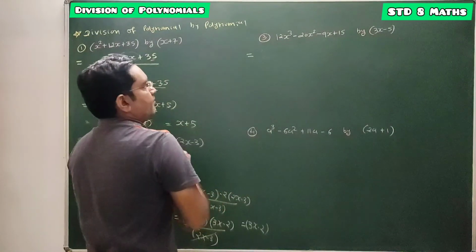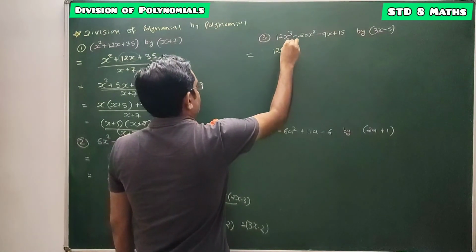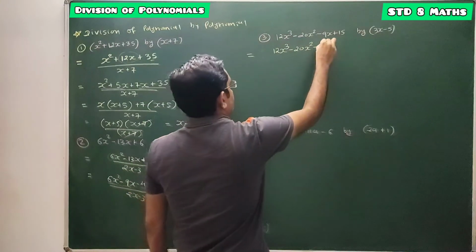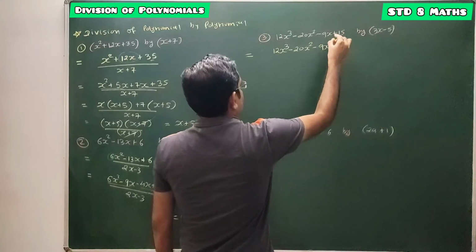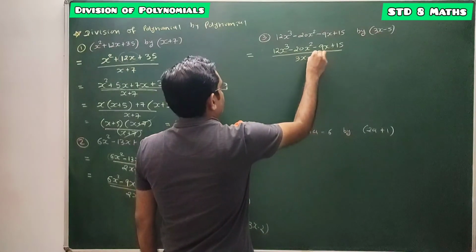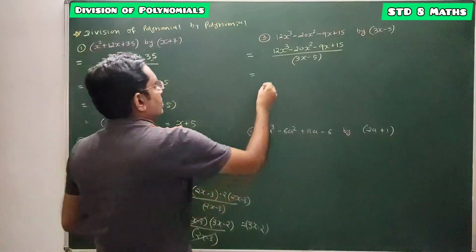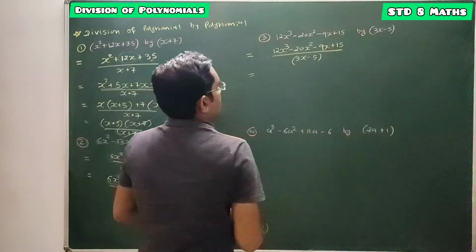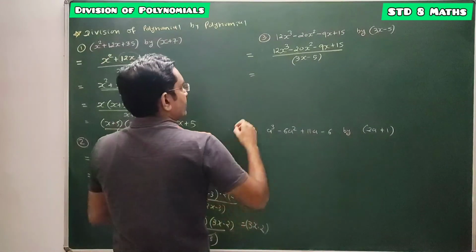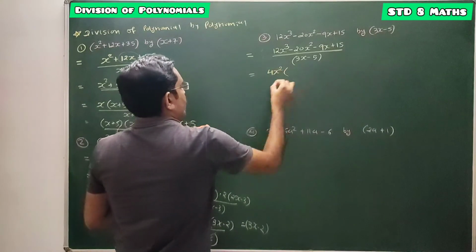Now this one, number 13. So here it's 12x cube minus 20x square minus 9x plus 15, divided by 3x minus 5. 4 terms are there. So you can take the group of first two terms and last two terms. From the first two terms we can take 4 common and x common. So 4x, or you can say 4x square is the common term.